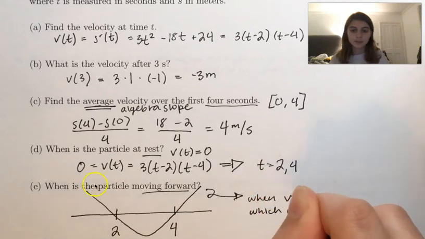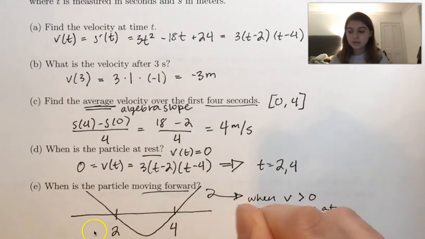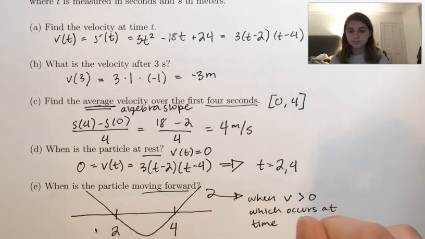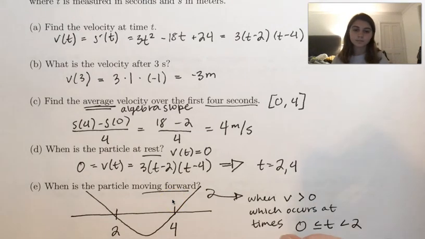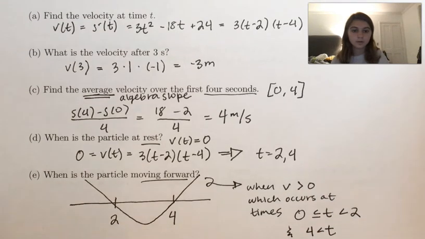And that occurs between 0 and 2, and then after 4. And that's when we have our velocity moving forward.